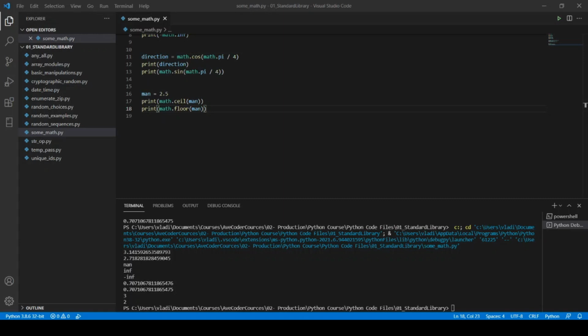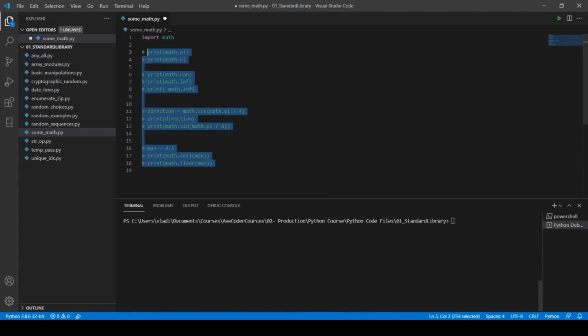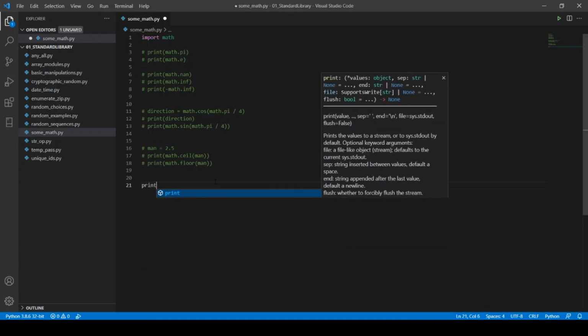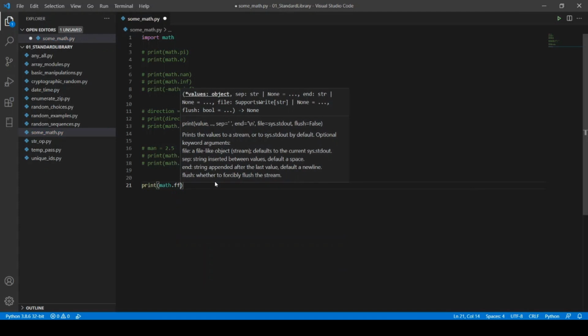In this lesson, we'll look at some other helpful functions from the math library. So I'll continue in the same file. I'll just comment out our previous code. We just need to leave uncommented the import. And first, let's have a look at the factorial function.